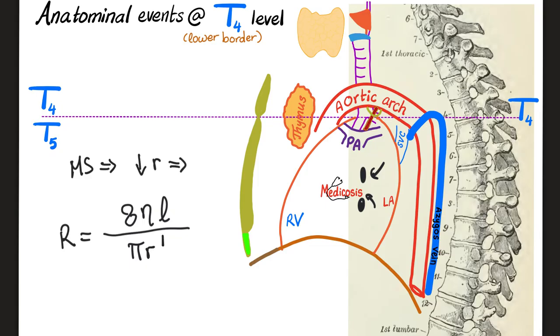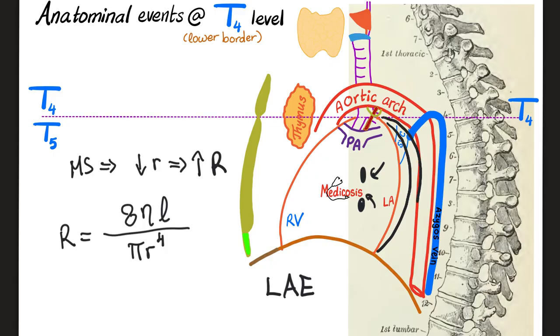Oh, that was the Poiseuille equation. Notice the inverse correlation between radius and resistance. So when the valve gets narrower, the radius decreases, and therefore the resistance increases. Therefore, this poor left atrium has to pump harder and contract harder to overcome this high resistance caused by the stenotic mitral valve. As a result, the left atrium gets larger. We call this left atrial enlargement.